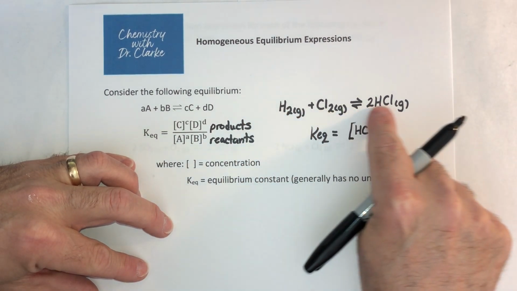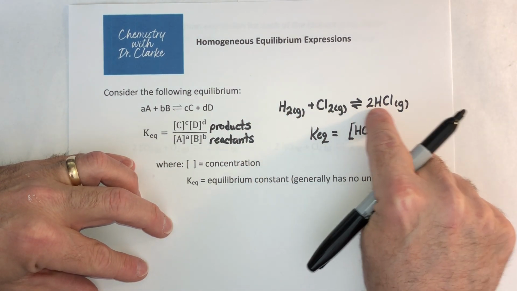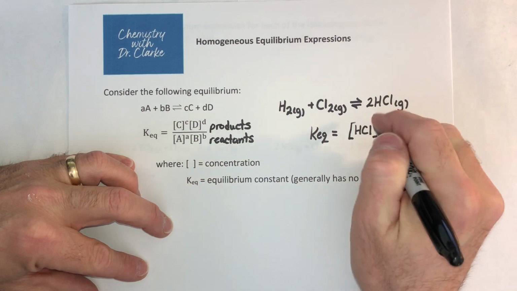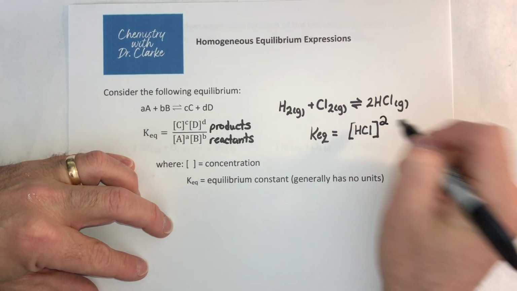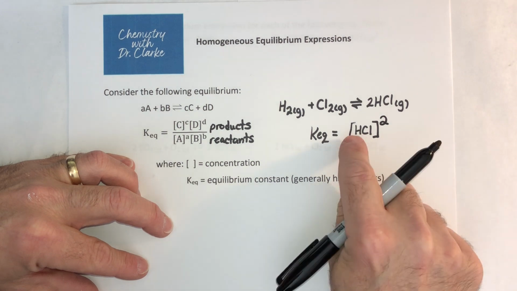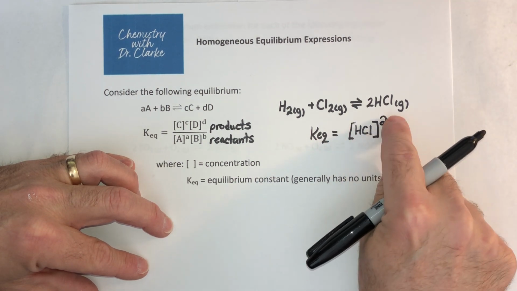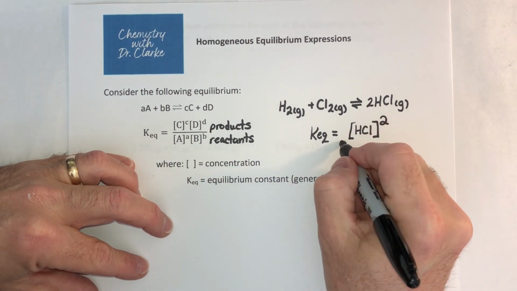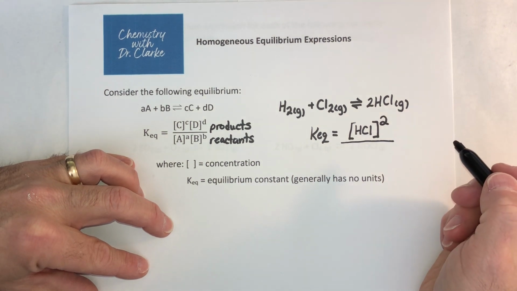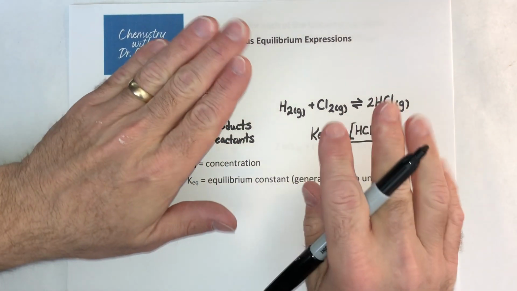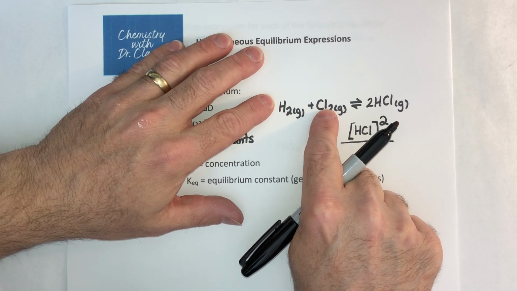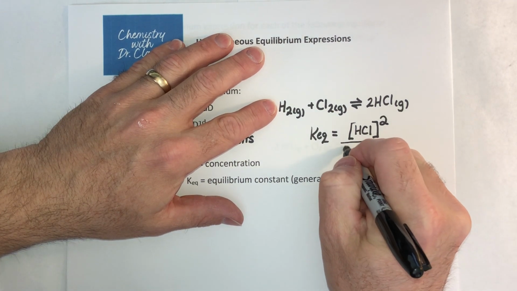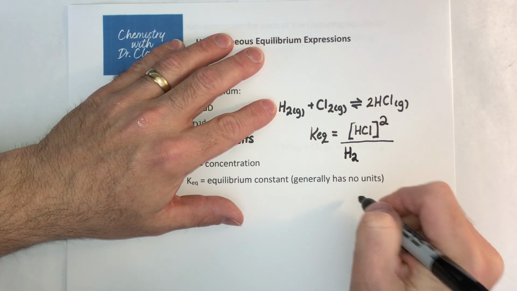Now, when I balance this equation, I did have two HCl's, and therefore that 2 becomes the power in my equilibrium expression. So it'll be the concentration of HCl squared. In the denominator, that's where I'm going to put my reactants. Now I've got H2s and Cl2s. So if we write the first reactant, that's an H2.